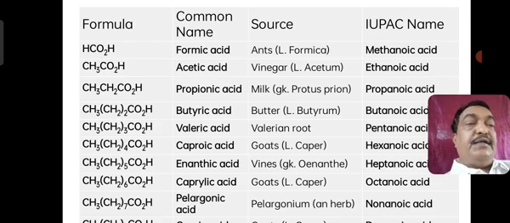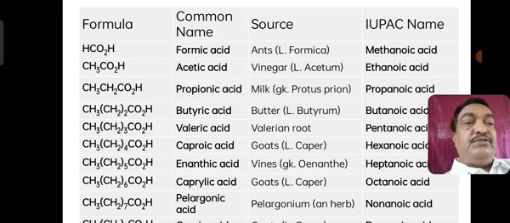CH3CH2COOH is propionic acid. The source of propionic acid is milk, and the source of acetic acid is vinegar, which is obtained from a plant called acto.